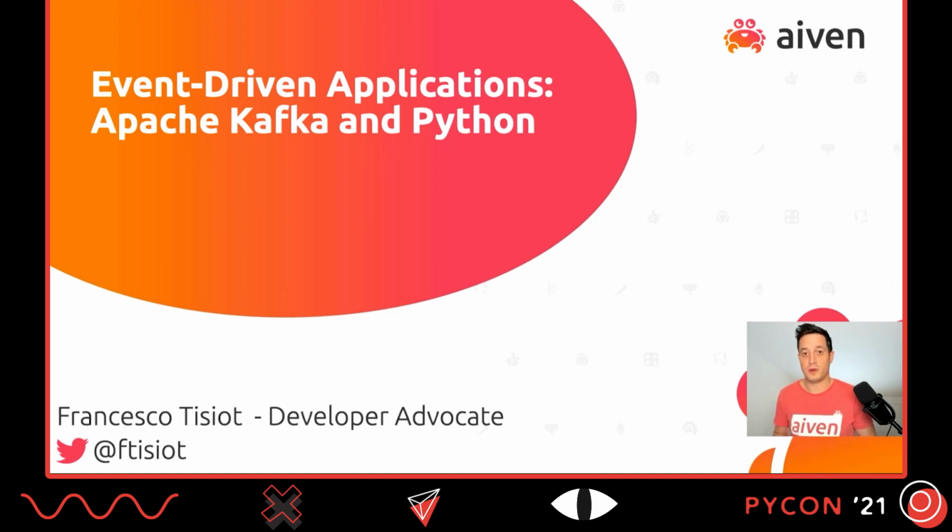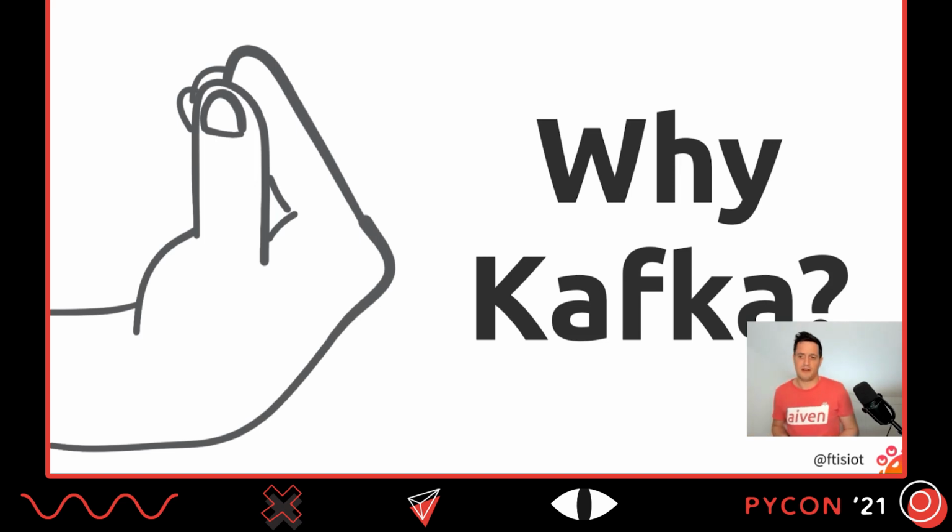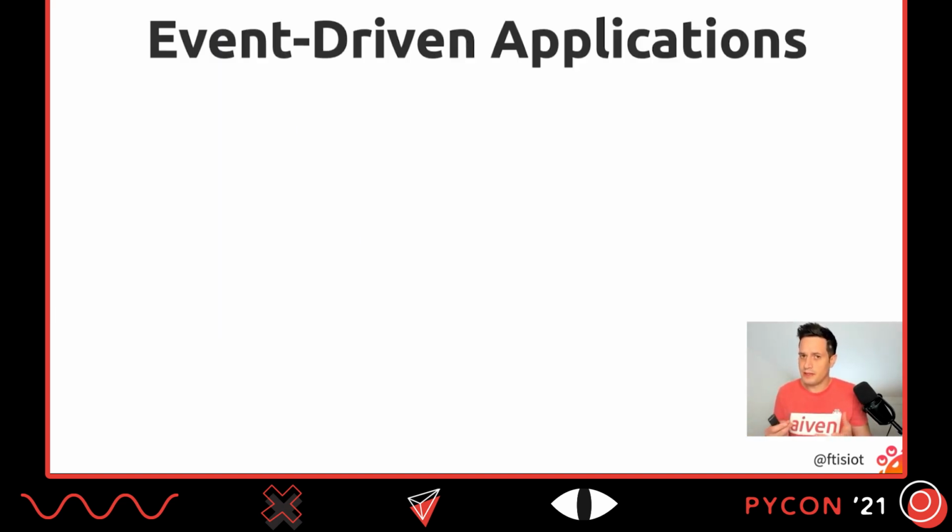In this session, we will check out how you can create event-driven applications using Apache Kafka and Python. First of all, if you are here at PyCon, I believe you will be somehow familiar with Python. But you may start guessing, why should I care about Apache Kafka? Well, I believe you will be somehow a programmer, so you will be creating applications, and most likely event-driven applications.